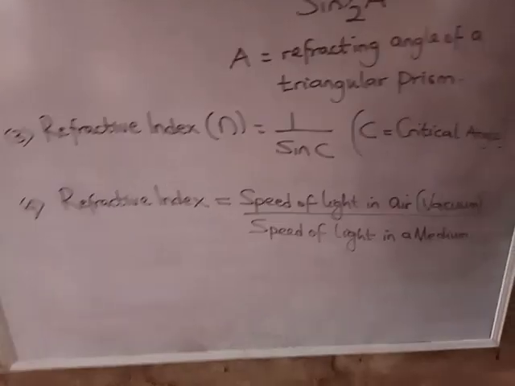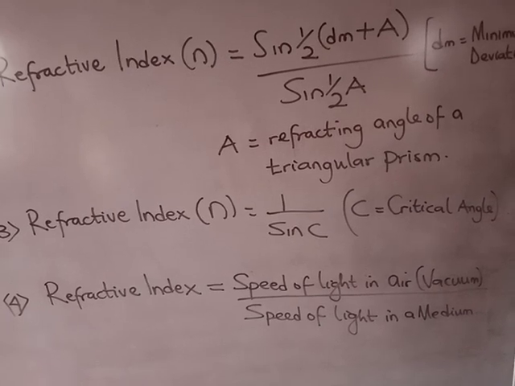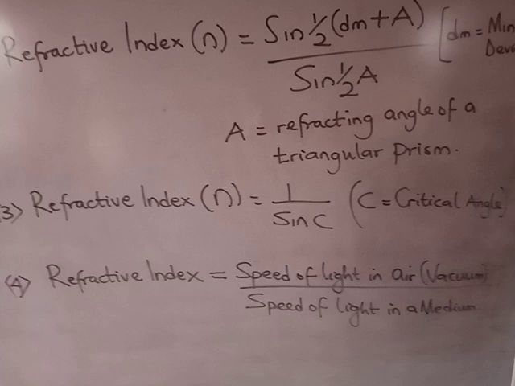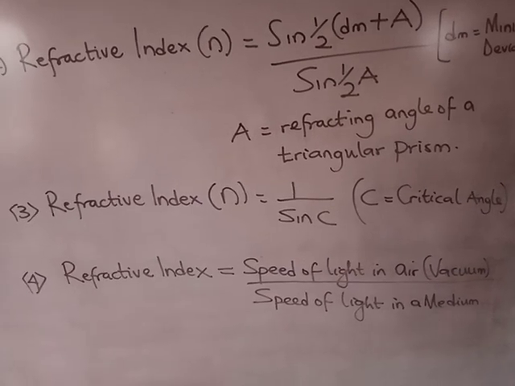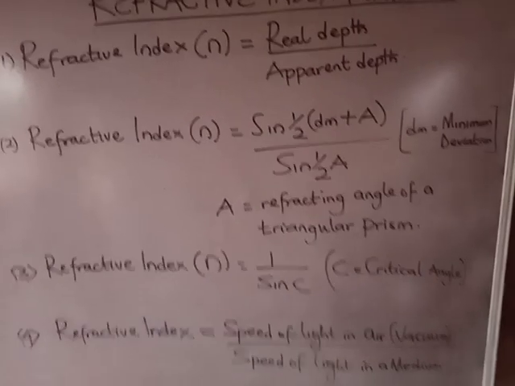That's the formula. The third one: refractive index is 1 over sine c, where c is the critical angle. And then refractive index is what? The speed of light in air or a vacuum over the speed of light in a medium. So these formulas will help you solve questions on refractive index.